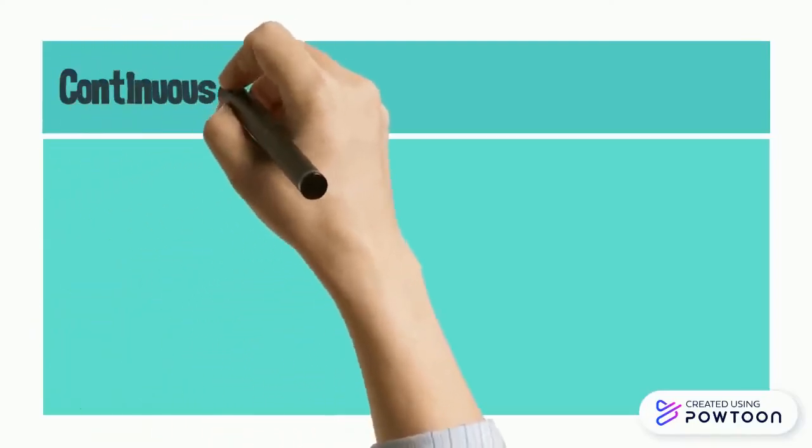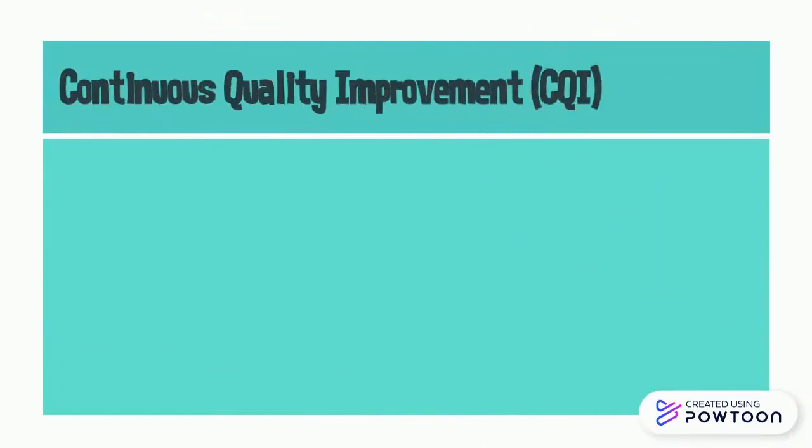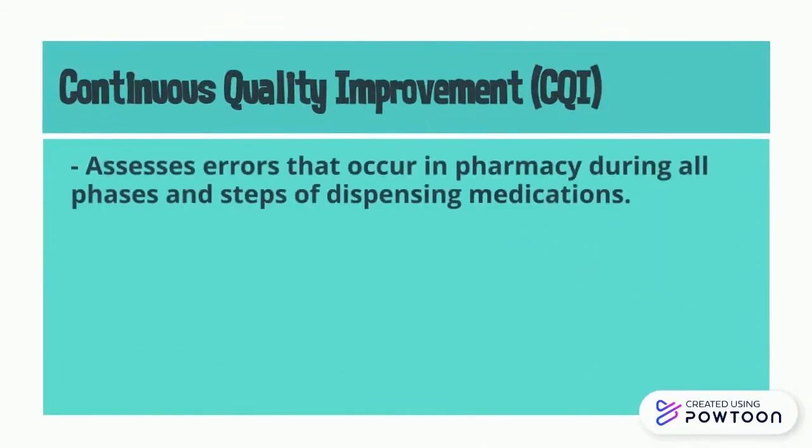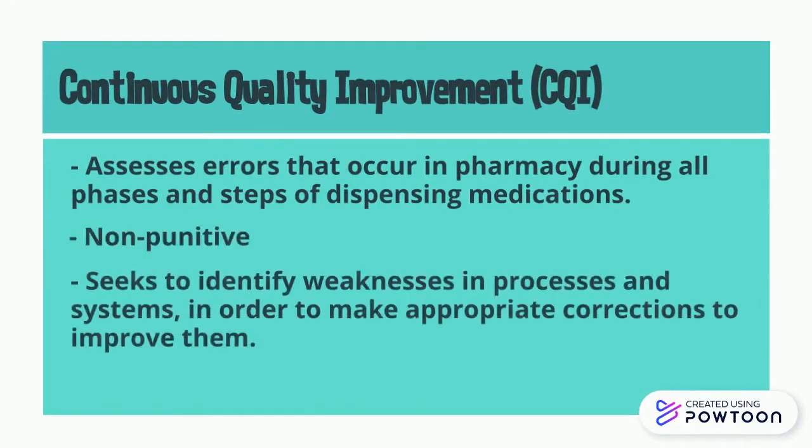So, what is Continuous Quality Improvement (CQI)? CQI is a program that assesses errors that occur in pharmacy during all phases and steps of dispensing medications. It is non-punitive and seeks to identify weaknesses in processes so that appropriate corrections can be made to improve them.